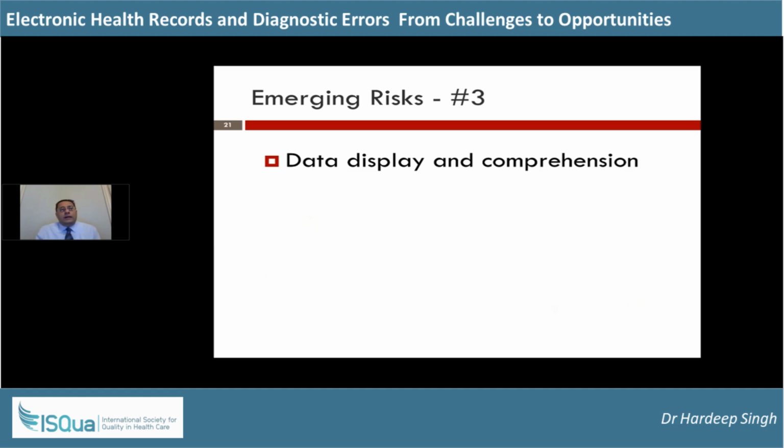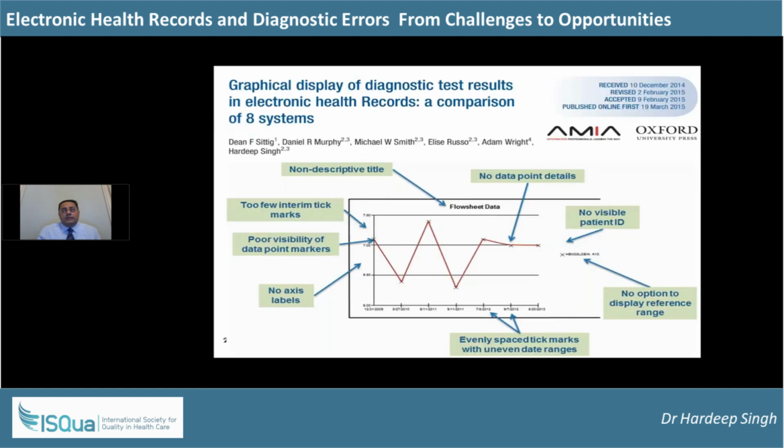Another emerging risk that we've described is data display and comprehension in electronic health records. We have a lot of display. Here's a paper where we showed that when there's graphs in electronic health records, they often don't follow any standard format, and oftentimes there are, this is high school math, in fact, mathematical problems that are non-standard use of graphs in several electronic health records. So I would encourage you to look at this paper.